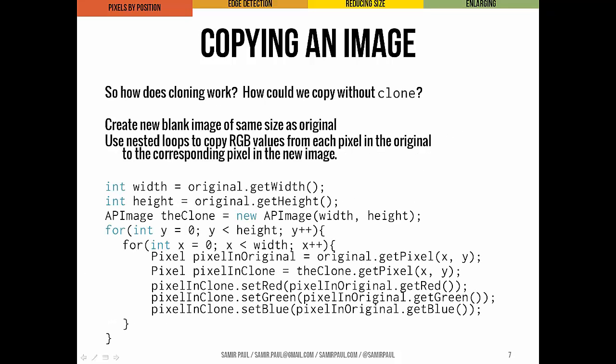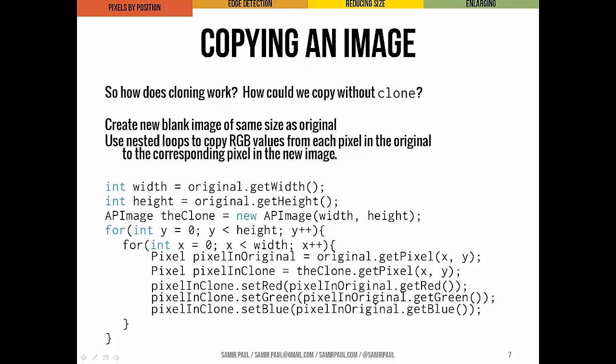Now, maybe the question you have is, how does the clone method actually do this? So we could write a little Java code segment that shows how we could do this without the clone method if we didn't have it. Essentially, the algorithm creates a new blank image of the same dimensions as the original image. Then it uses the nested loop structure, like the one we looked at before, to copy the RGB values from each pixel in the original image to the corresponding pixel in the new image.